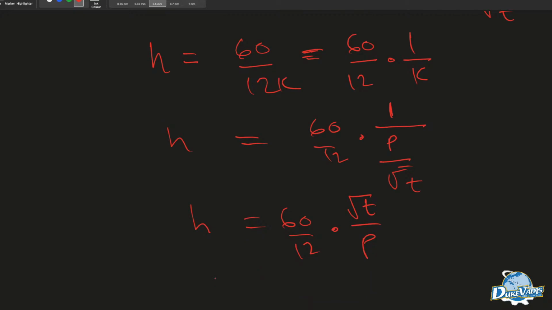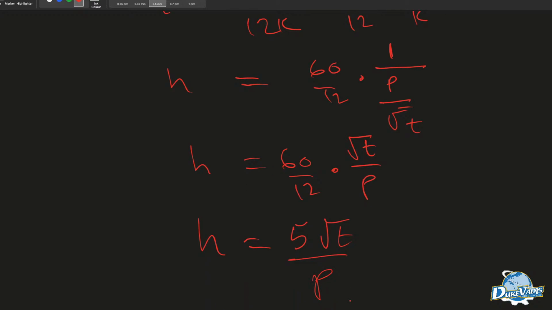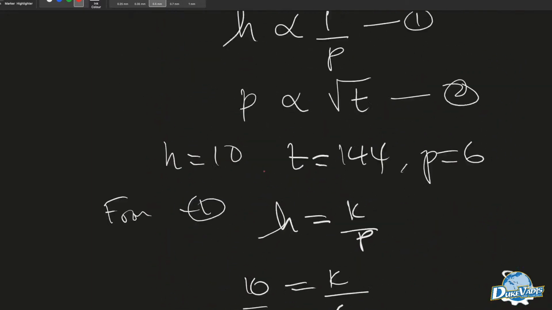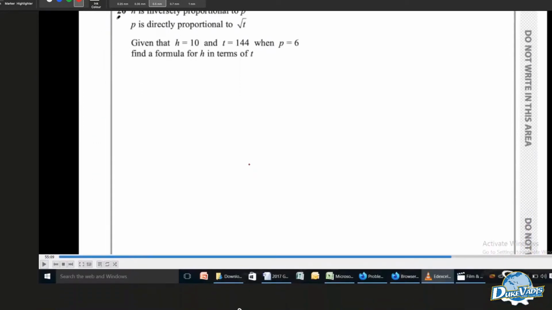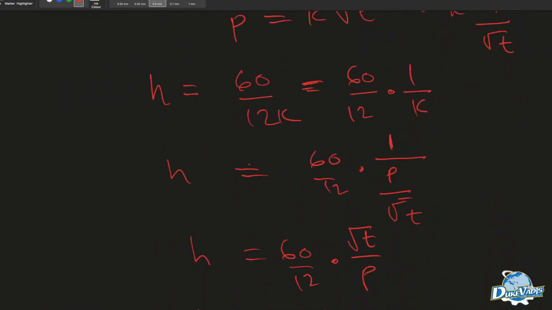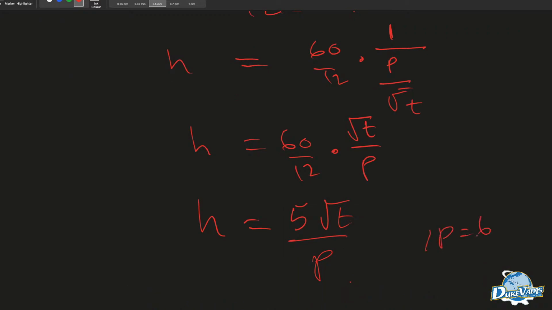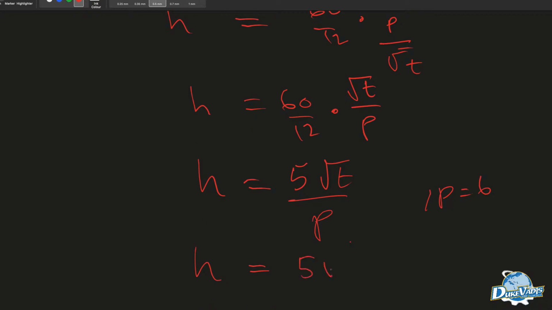Now, 60 divided by 12 gives us 5. So the equation now is H is equal to 5 root of T over P. That is what we have. So we have H in terms of T. We know P is equal to 6, so H will be equal to 5 root T over 6.